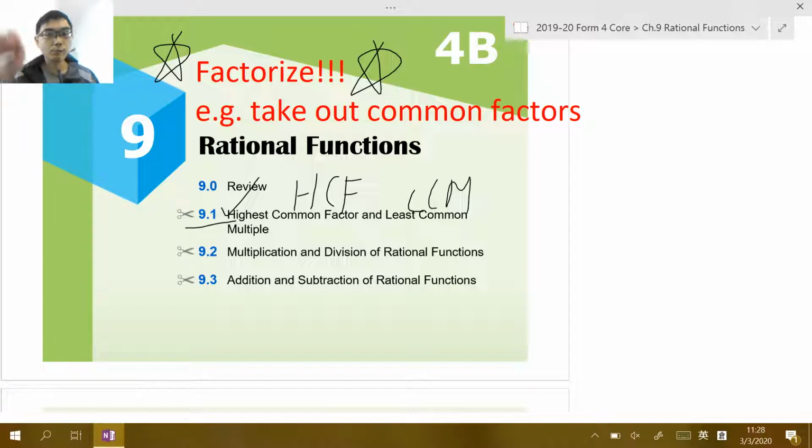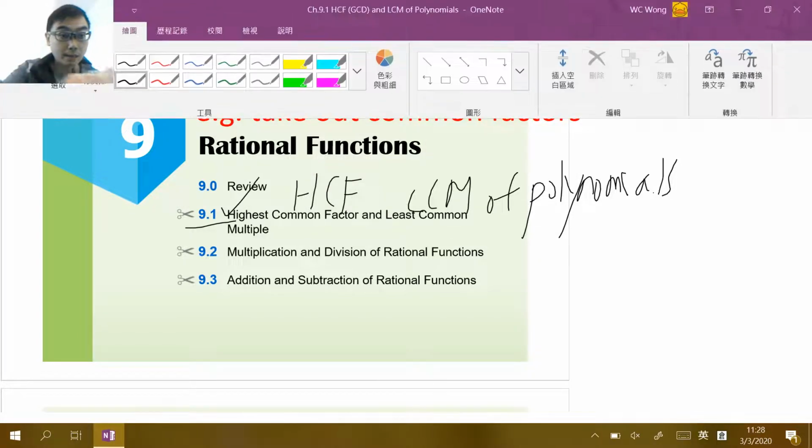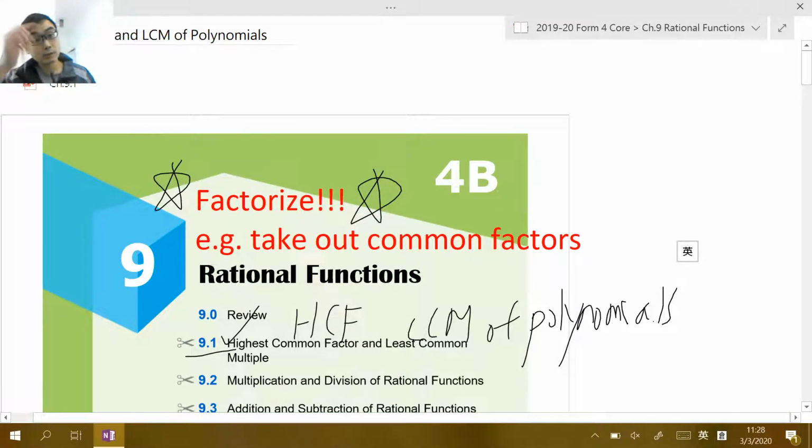But now we would like to highlight that we are not only talking about HCF and LCM, but we want to talk about the HCF and LCM of polynomials. That means if I have some algebraic expressions, how can we find their HCF and LCM? So especially when we talk about polynomials, we have to talk about it in this clip. You can also see in my notes that the title is HCF or GCD, so you can see the word GCD also, and I will tell you why. And the LCM of polynomials.